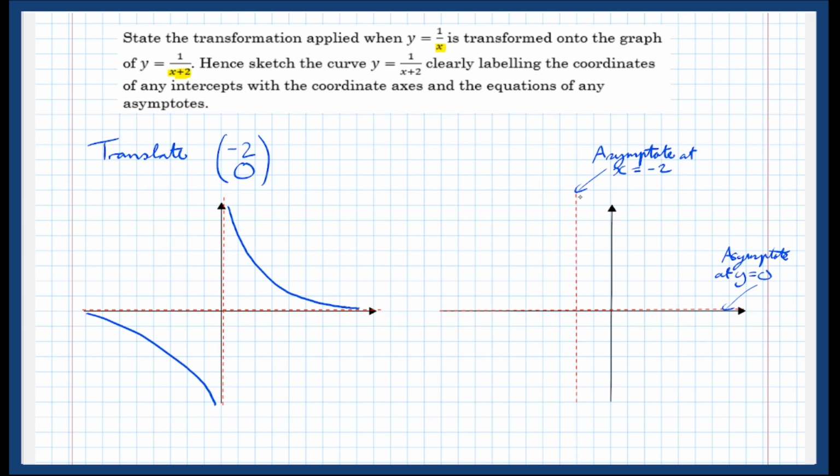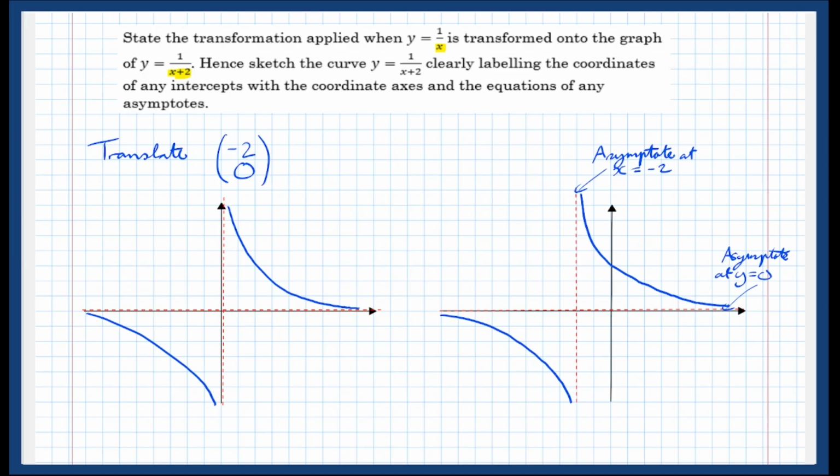And we're just going to draw that graph now. So now the asymptote's there, so it's going to look like that. And like that. So there is the sketch of y equals 1 over x plus 2.